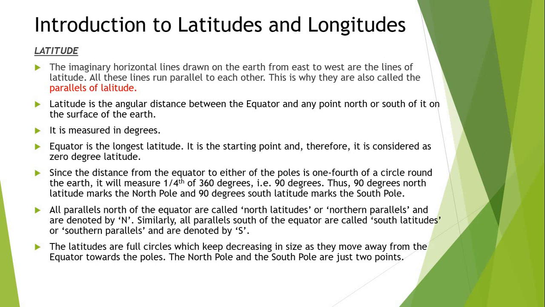Latitude is the angular distance between the equator and any point north or south of it on the surface of the earth, and it is always measured in degrees. Equator is the longest latitude, and whenever we count latitude, we start from the equator and move towards the pole. This is applicable for both northern and southern hemisphere.